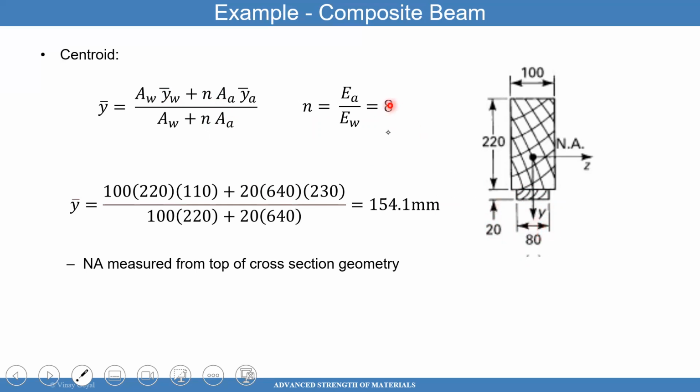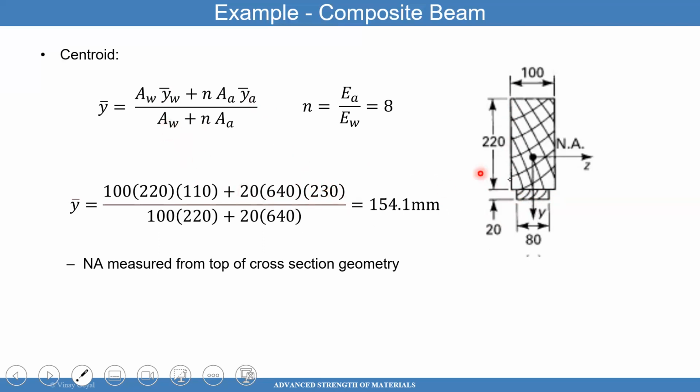So 80 times 8 is 640. And that 20 is this one here. And then the centroid of this piece can be found. So it's 220 plus half of this is 230. So 220 plus half of 20 is 230. That's what you see there.